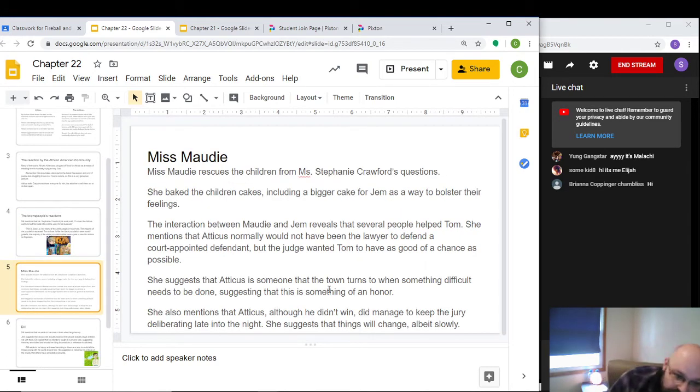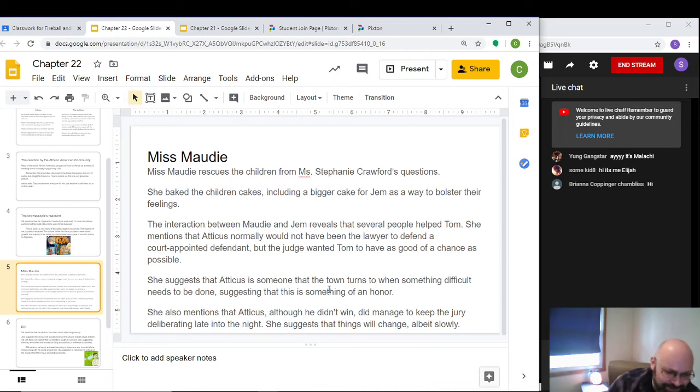Miss Maudie rescues the children while they're outside listening to Miss Crawford. Miss Maudie calls them over. She baked them cakes. She baked a small cake for Dill and Scout and a larger cake for Jem as a way to bolster their feelings.